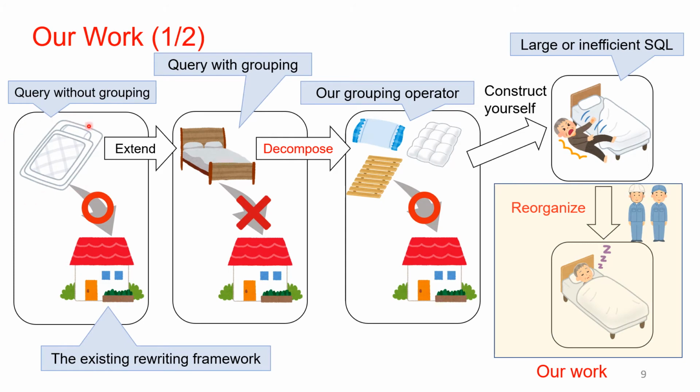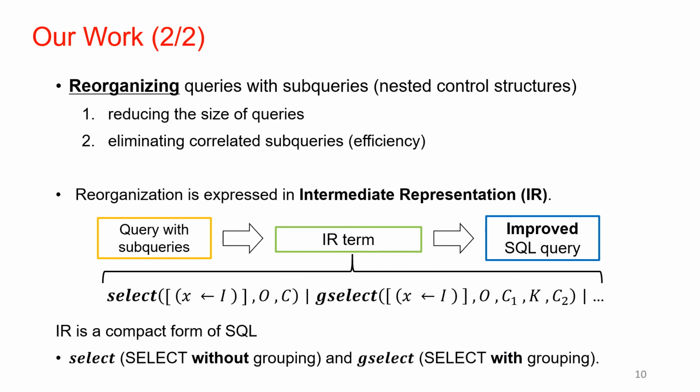Futon in the previous slide represents a query without grouping, and the bed is a query with grouping. Bringing them to the house corresponds to program transformation. The result is not in a very good form, so we reorganize the small pieces to get an improved SQL query. Reorganization of queries has two purposes, namely to reduce the size of queries and to eliminate correlated subqueries as much as possible.